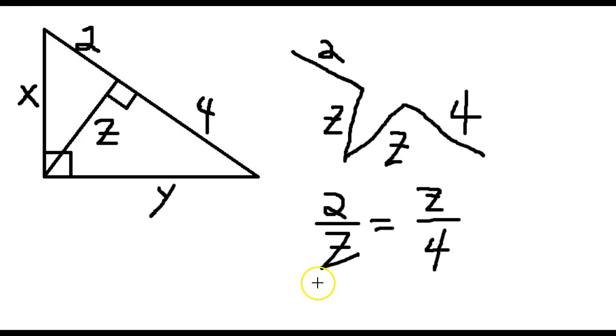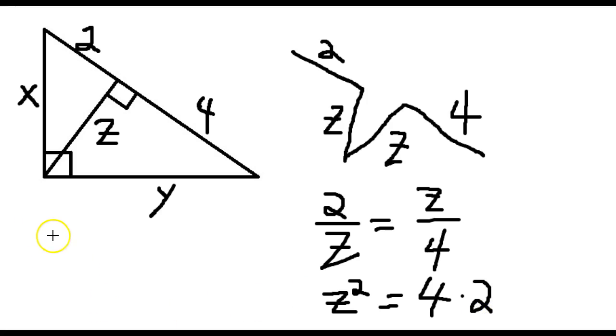Cross multiply and we get z squared is equal to 4 times 2. And so taking the square root, we get z equals 2 times the square root of 2.